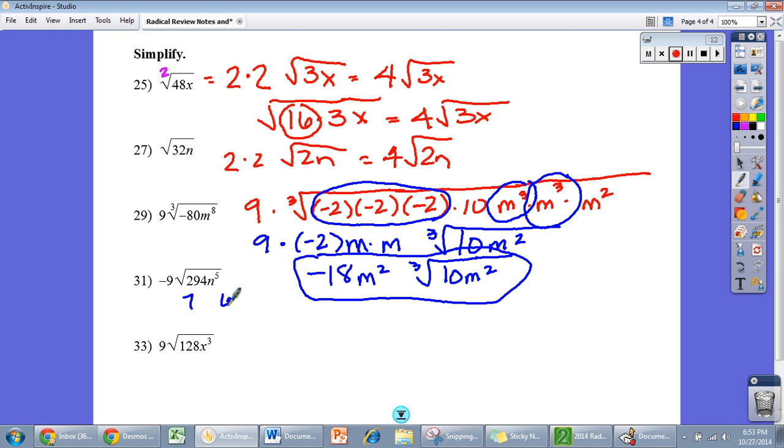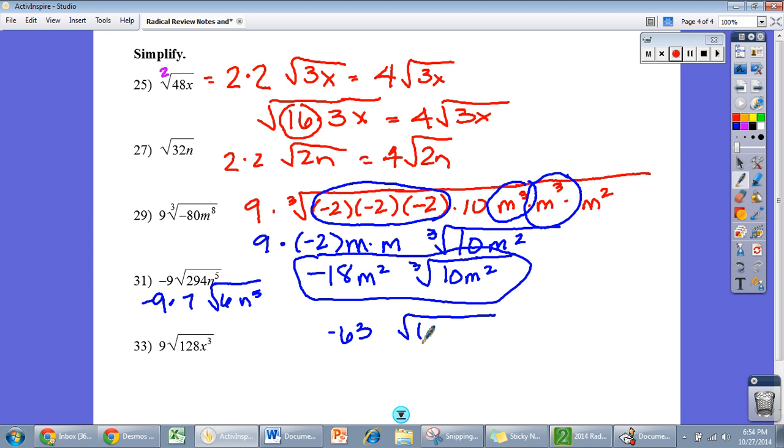We're going to go back to 7 and 6. So where this comes into play is the number on the outside is going to stay outside, and I'm going to multiply that negative 9 times the 7. And then the square root of 6 is going to go on the inside. That's how it's simplified. Now don't forget, we still have to deal with n to the 5th. You can use the method up here, like I mentioned to you: how many n squareds can I make? Let's first go ahead and multiply this negative 9 times 7, and we get a negative 63.